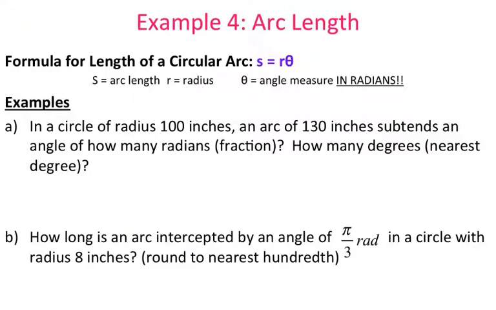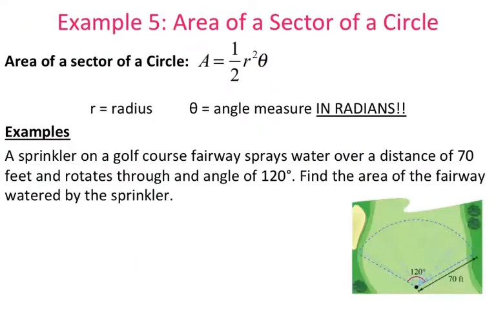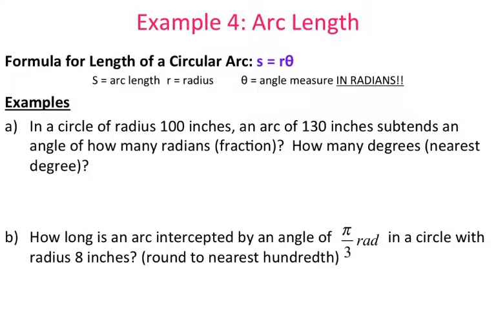Okay, the last two things we're looking at are arc length and area of a sector of a circle. The formula for arc length of a circle is S equals R theta. I'm going to go ahead and draw a picture of what this actually means. So here's a circle.